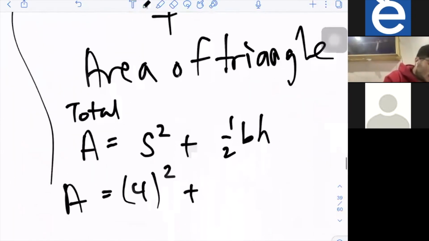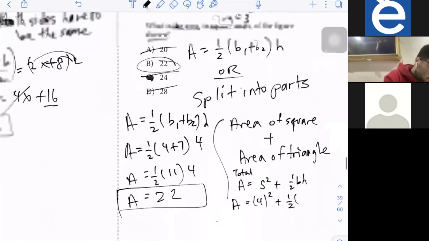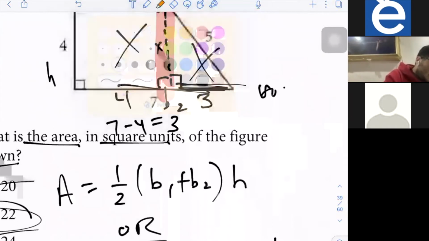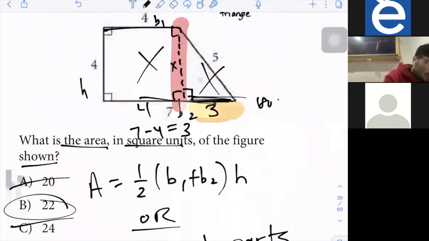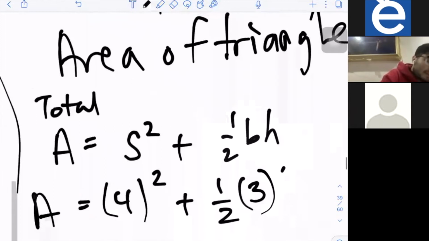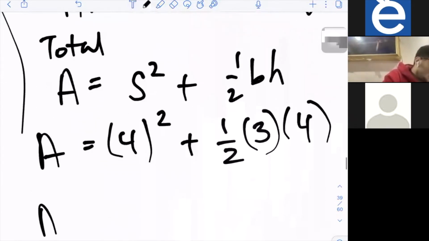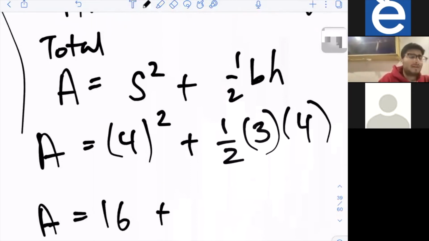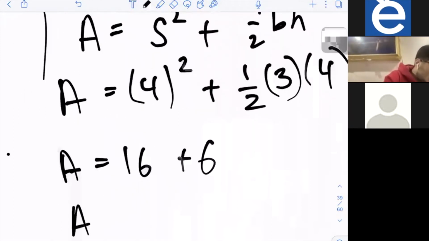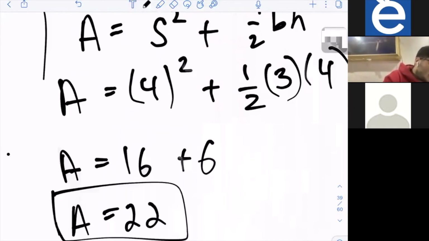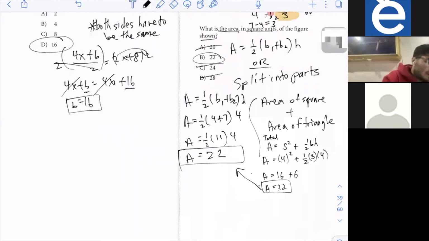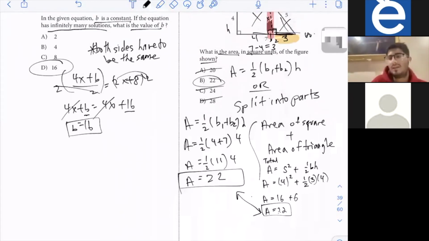So you can plug it in. 1/2 base, which was this leg right here, was 3, and the height was 4 from the 3, 4, 5 triangle, and you can just add up the areas. So you get 4 squared, which is 16, and then 1/2 times 3 times 4, which is 1/2 times 4, which is 2, and then times 3, which is 6. So you get 16 plus 6, area is equal to 22, which matches up with the answer right here. So they're both ways you could do it.